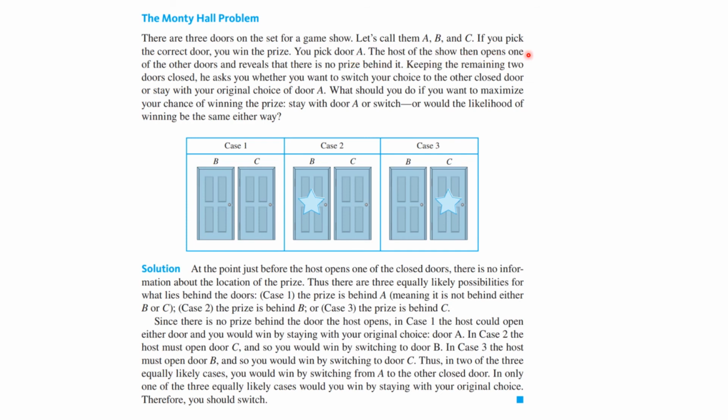The host of the show then opens one of the other doors and reveals there is no prize behind it. You see, there's only a prize behind one door. So keeping the remaining 2 doors, he asks whether you want to switch your choice to the other door or stay with your original choice of door A. Which would you do if you wanted to maximize your chance of winning the prize?